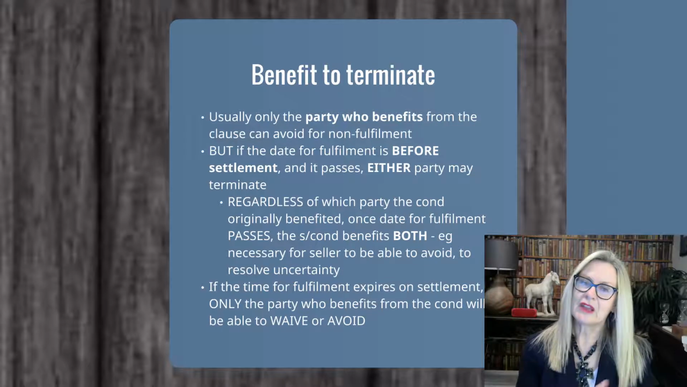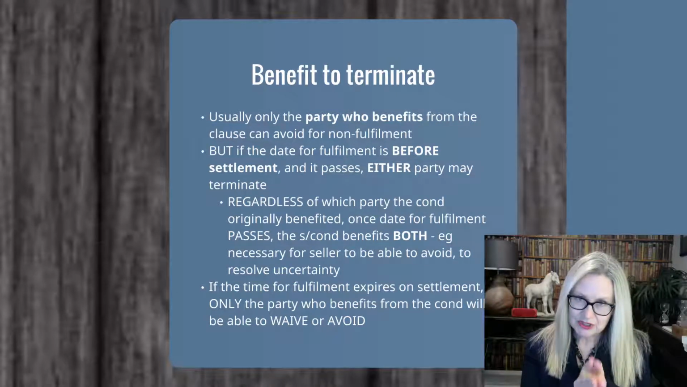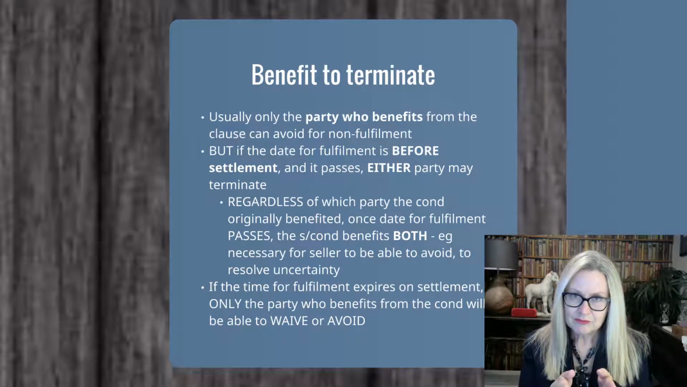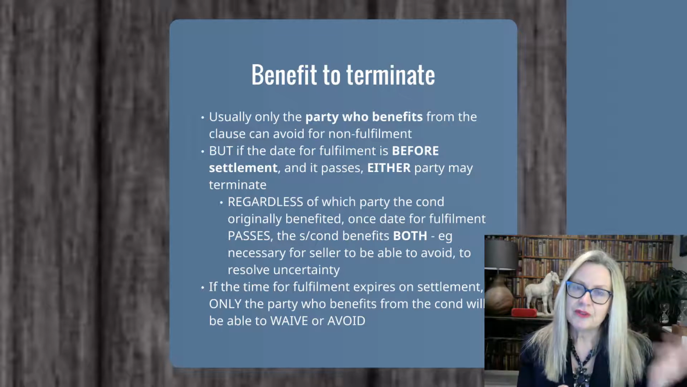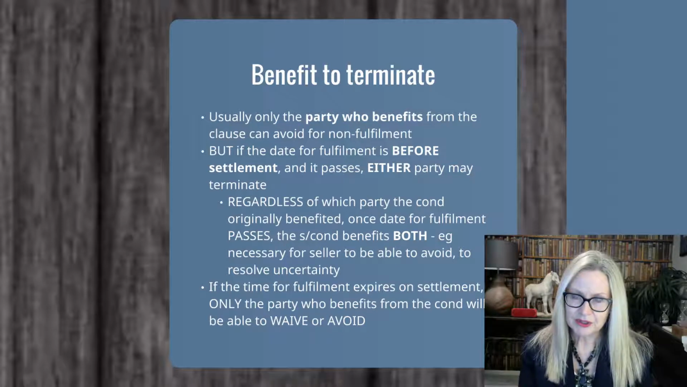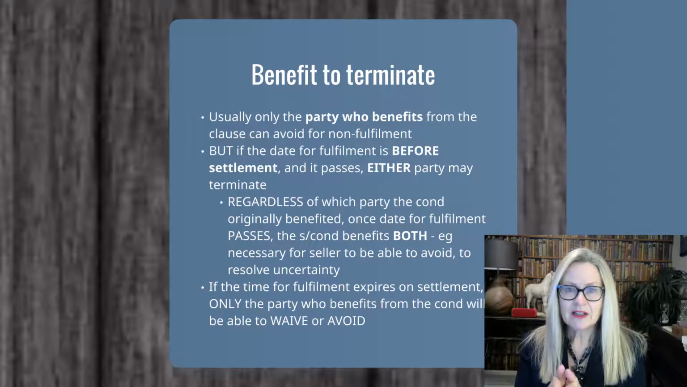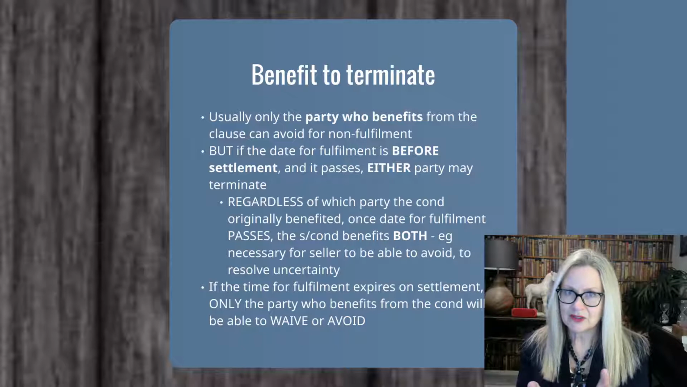But if the date for fulfillment of the special condition is before settlement, say 2 weeks before settlement, and the date for that special condition passes, then obviously if, for example, the clause was inserted for the buyer's benefit, once that date for fulfillment passes, the seller has a clear interest in wanting to resolve the lingering uncertainty as to how that contract is going to proceed, whether it's going to proceed.